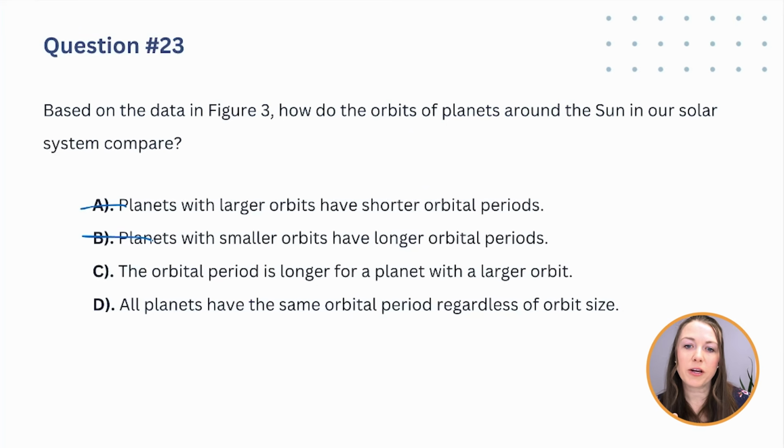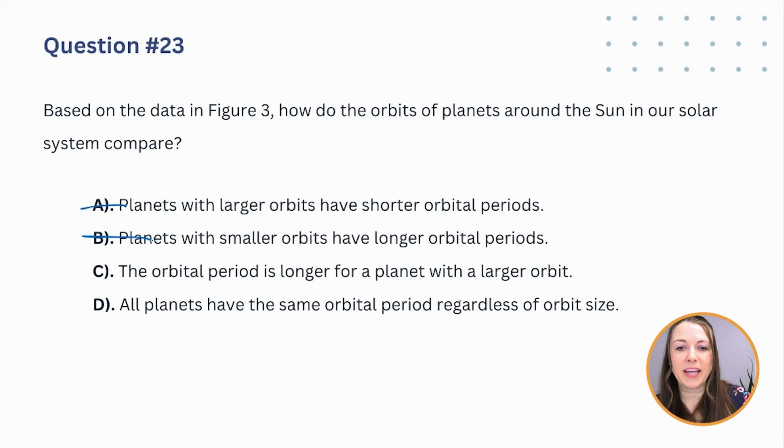No, that's not it at all, right? The closer it is to the sun, the faster it's going to go. So the orbital period is longer for a planet with a longer orbit. Yeah, if it's farther from the sun and has a longer way to go around, it's going to take longer, right? But let's look at D. All planets have the same orbital period regardless of orbit size. No, the chart would look much different if that was the case. So C here is our answer.